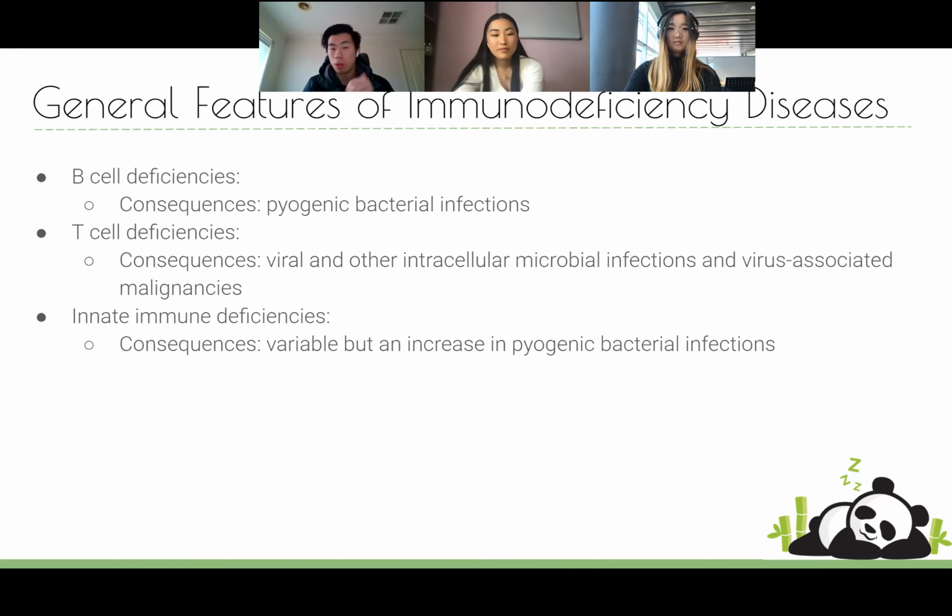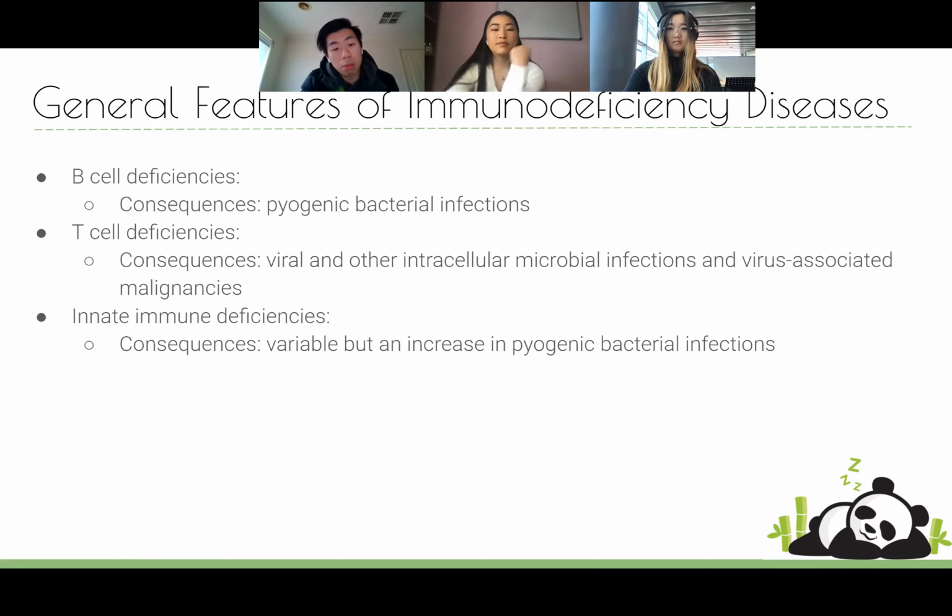Some general features of immunological diseases primarily resemble what these cells do anyway. So this is a key point to notice. If you have a B cell deficiency, you'll have more bacterial infections, because your B cells produce antibodies that are mostly targeted towards bacterial infections. T cell deficiencies will have viral or intracellular microbial infections, and cancers as well, because that's what T cells and killer T cells try to deal with. As such, if you have a deficiency in those, that's what will happen.